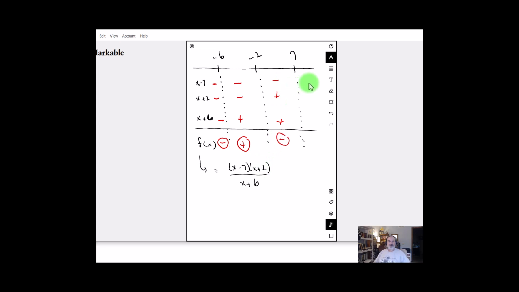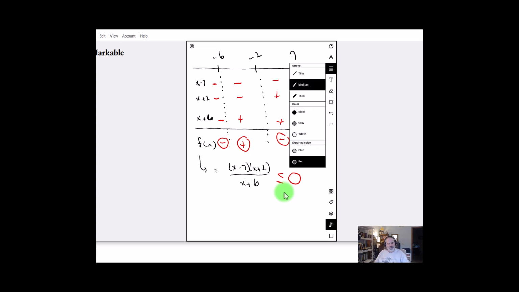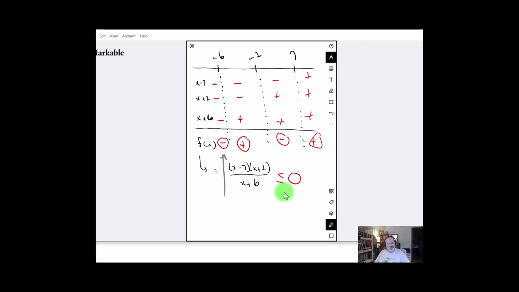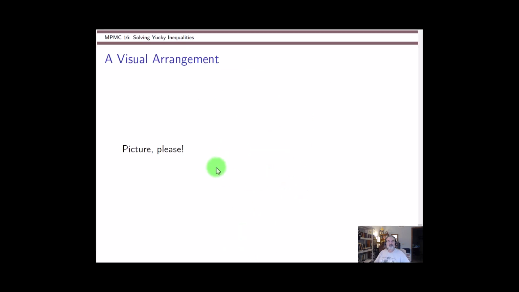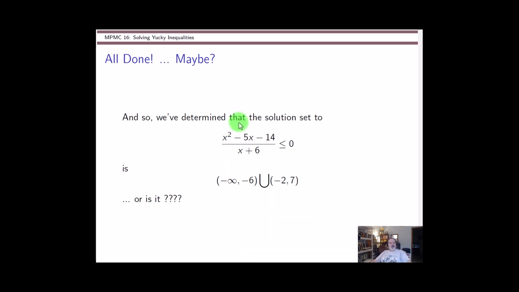And now for numbers bigger than 7, everything's going to be positive, right? So positive, positive, positive, and the whole function positive. Okay, so the original inequality was looking for where that function is less than or equal to 0, and our winners are this interval and this interval. So -infinity up to -6, and -2 to 7, and we're going to clip those two together. And so that's the result.